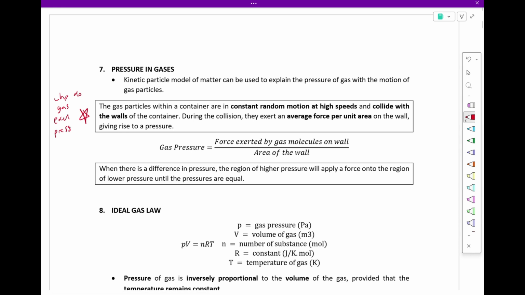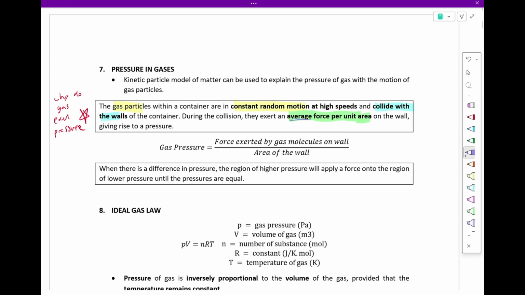So for example, even your atmospheric pressure itself, or even if you're sitting inside a room, why is there atmospheric pressure? Why is there air pressure acting on you? Because number one, all your gas particles are in constant random motion itself. And what happens when they collide with the walls, they will actually exert force per unit area itself. So you see there's three things. Number one, what happened? How do they collide? And what happened when they collide? So because they actually exert a force per unit area itself, there will actually be a pressure.